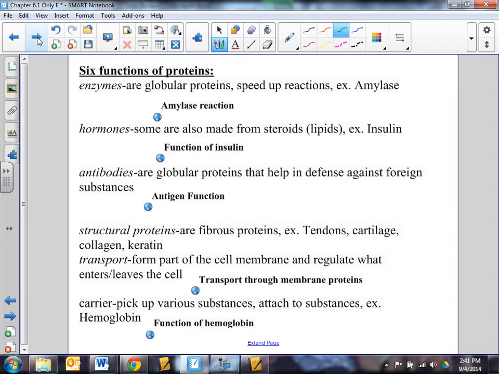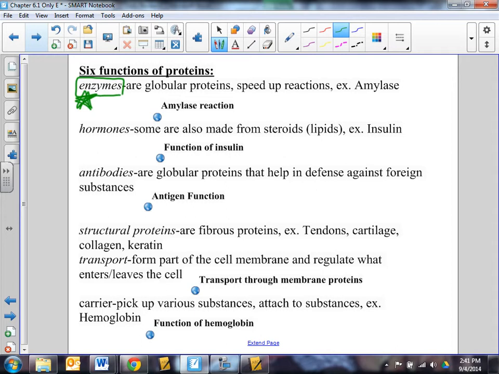The first function of proteins that interests us is that proteins are enzymes, and this is the one that we're going to focus on for now. In other units, we will focus more on some of the other functions of proteins, but for now, we're going to focus on enzymes.